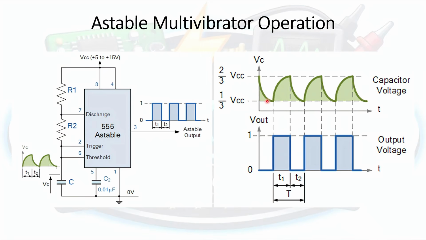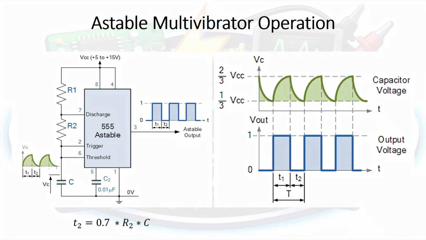Now, how long is that charging and discharging time? The value can be computed using the following formulas. For instance, the off state, this one, T2. The off state of the output waveform can be computed as follows: T2 is equal to 0.7 multiplied by the value of R2 multiplied by the value of the capacitor. The unit of this one is in seconds.